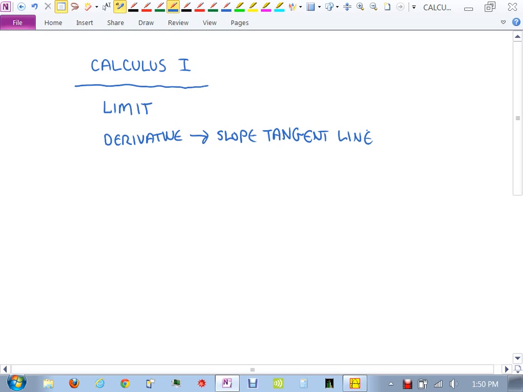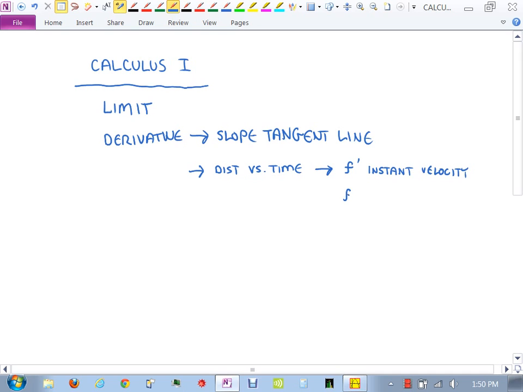And if we look at the derivative in terms of distance versus time, then the derivative was the instantaneous what? Instantaneous velocity or speed. Okay? So if you tell me where something is at every point in time, I can tell you how fast it's going at every point in time, right?